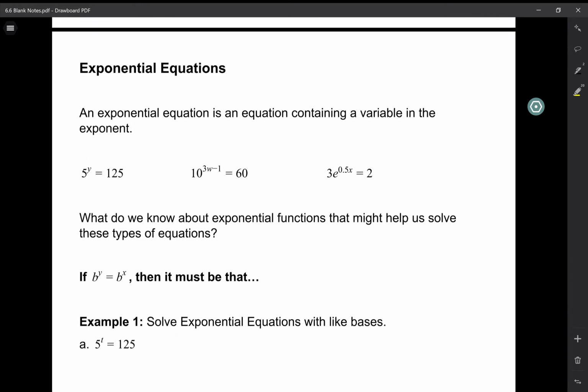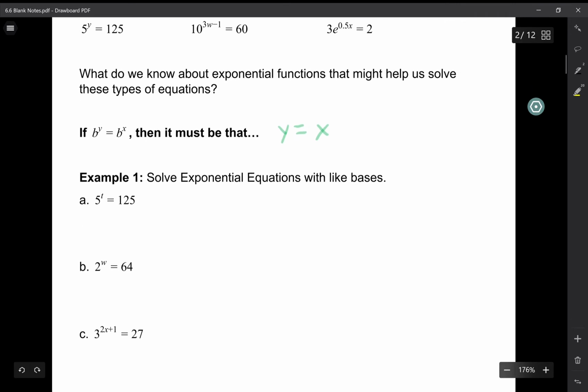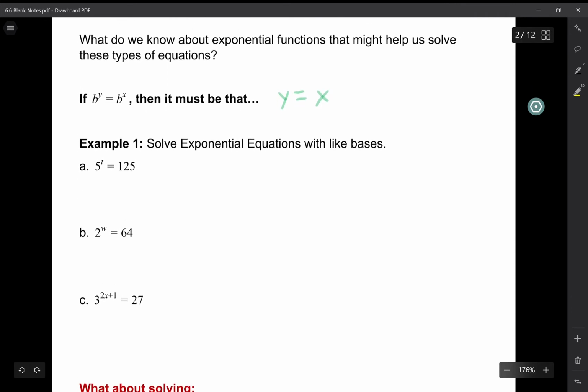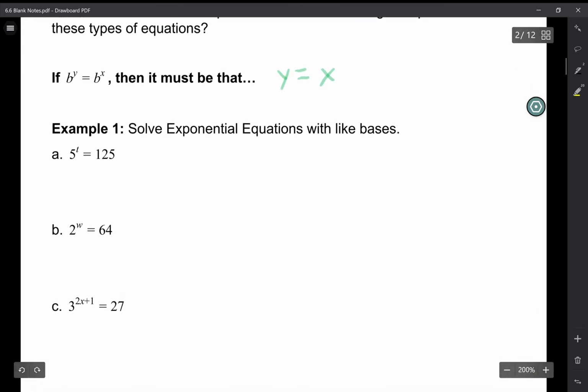Exponential equations are equations that contain the variable in the exponent. One thing that is helpful for exponential equations is that exponential functions are one-to-one. So if we know that b to the y equals b to the x, it must be that y equals x, since these functions are always increasing or always decreasing. So here is our first method of solving exponential equations: solving exponential equations that have like bases.